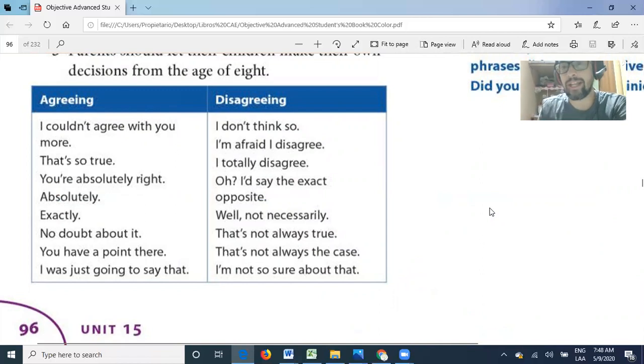If you disagree, then you can say, well, I don't think so. I'm afraid I disagree. I totally disagree. Oh, I said the exact opposite. Well, not necessarily. So remember, these phrases can help us also to interrupt our partner. If the person is talking too much and we don't know how to interrupt, well, these phrases can help us a lot.